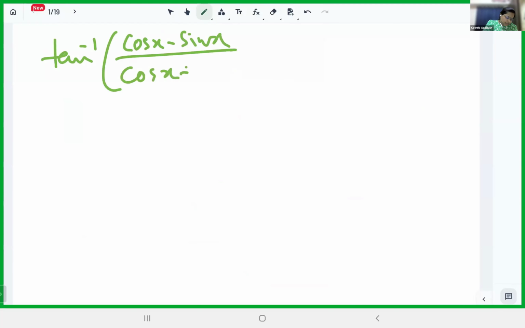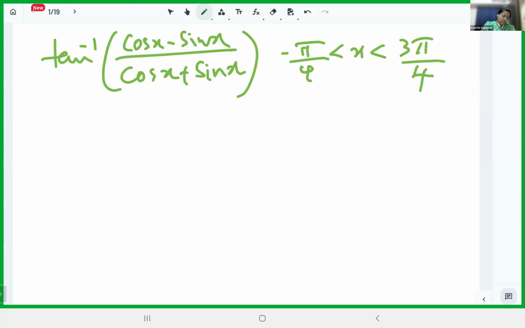I'll do one more problem, that is tan inverse of (cos x minus sin x) by (cos x plus sin x). Tan inverse of cos x minus sin x by cos x plus sin x, where minus pi by 4 is less than x less than 3 pi by 4. The function is valid only in this domain.